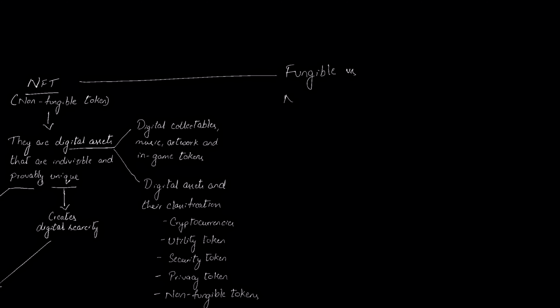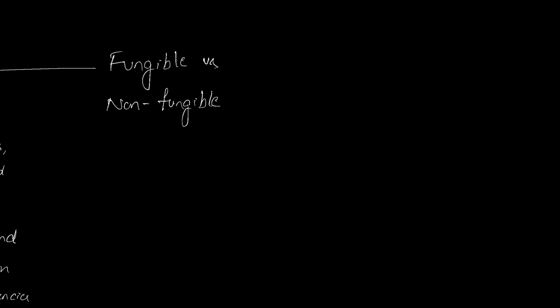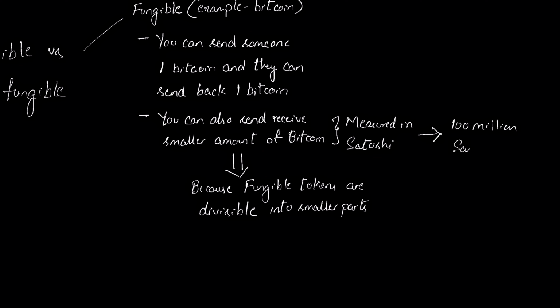That definition also had the term indivisible in it. Now let's differentiate fungible versus non-fungible based on that term. An example of a fungible token would be 1 Bitcoin. If I send 1 Bitcoin, you can send that Bitcoin to someone else and I can receive that Bitcoin. Also, this Bitcoin can be split into smaller parts. You can send someone a part of a Bitcoin called a Satoshi, and 100 million Satoshi make up 1 Bitcoin. So Bitcoin is divisible into smaller parts, and that is why it is called a fungible token.